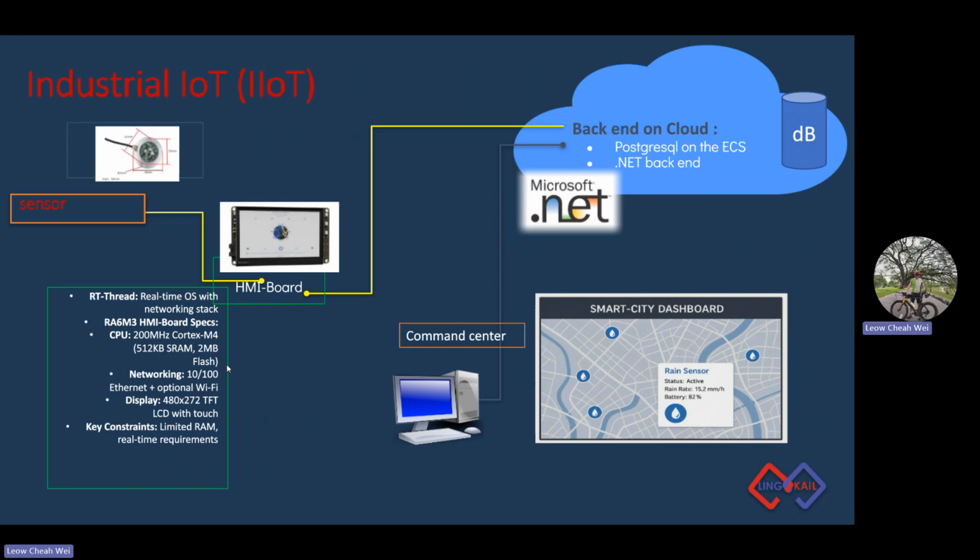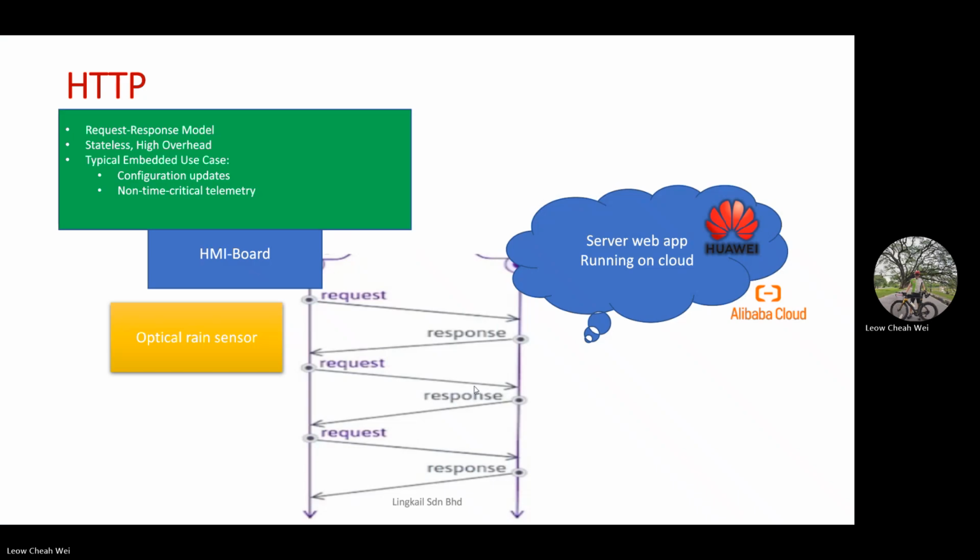The key constraints when we deal with IoT systems are the RAM and also the real-time requirements. Often the microcontroller that we choose has limited RAM to save cost. As I mentioned, today we're going to compare two protocols, HTTP and WebSocket.